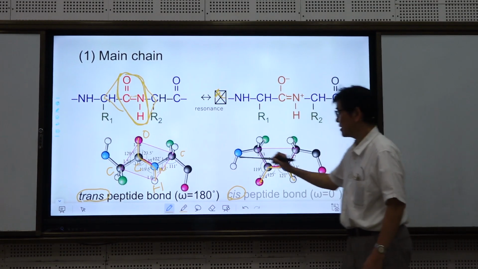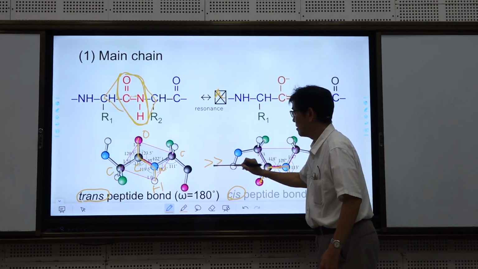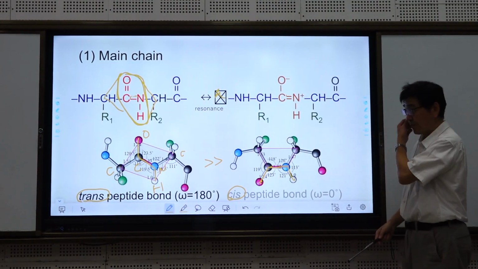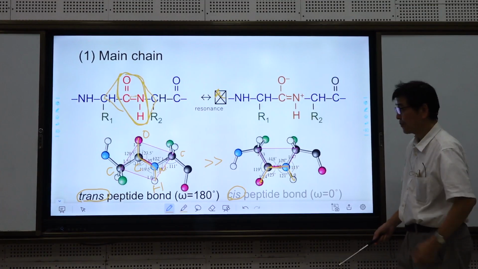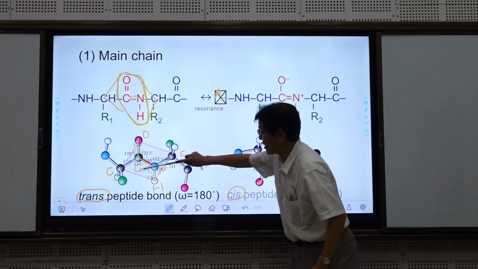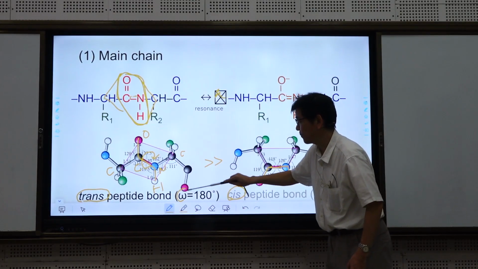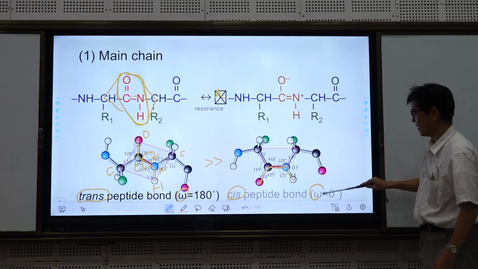And in many cases, the peptide bond exists as the trans-peptide bond. And this rotation angle is specified by the angle omega. Okay.